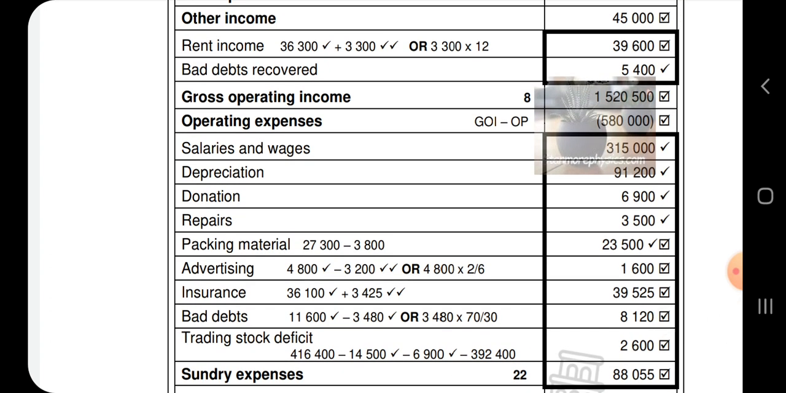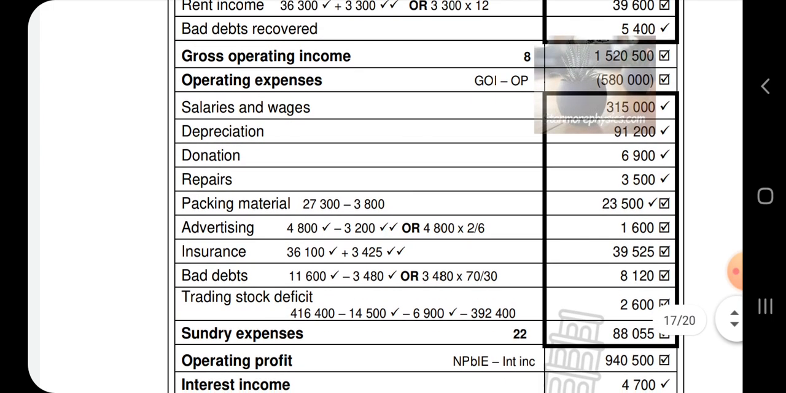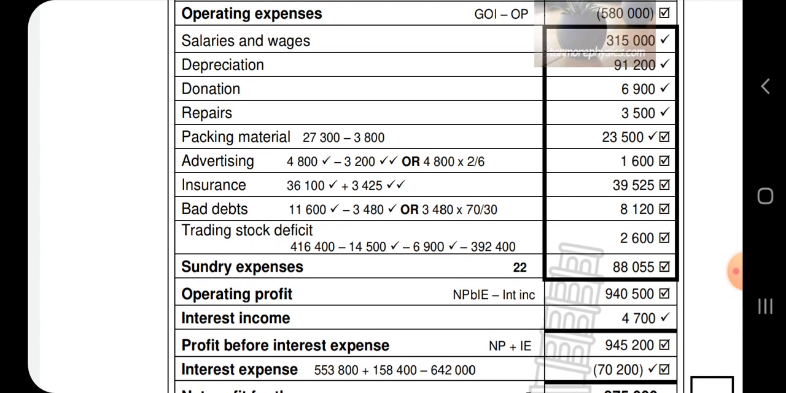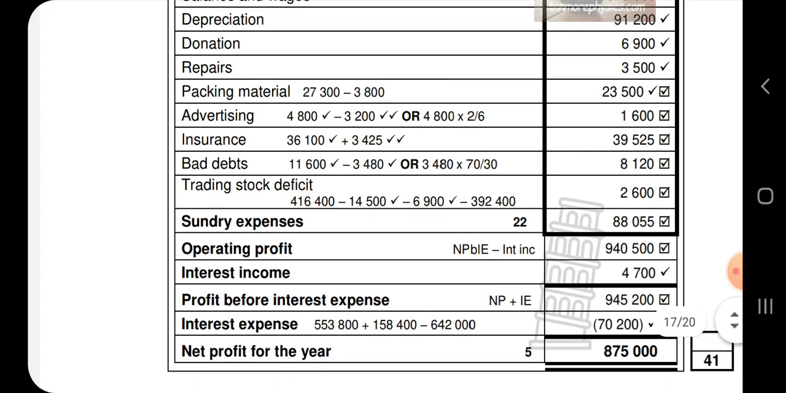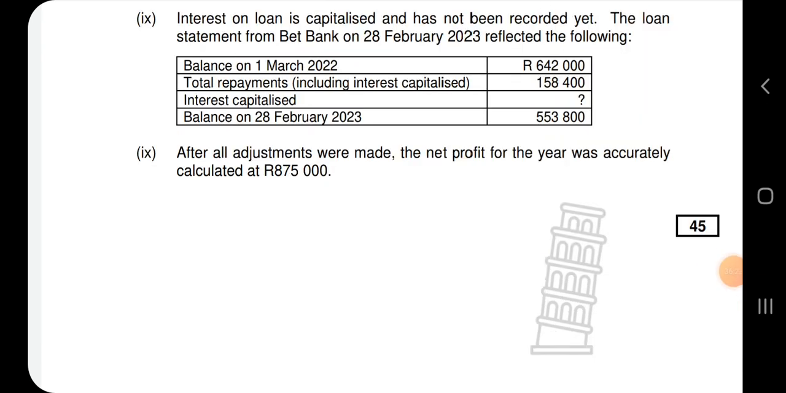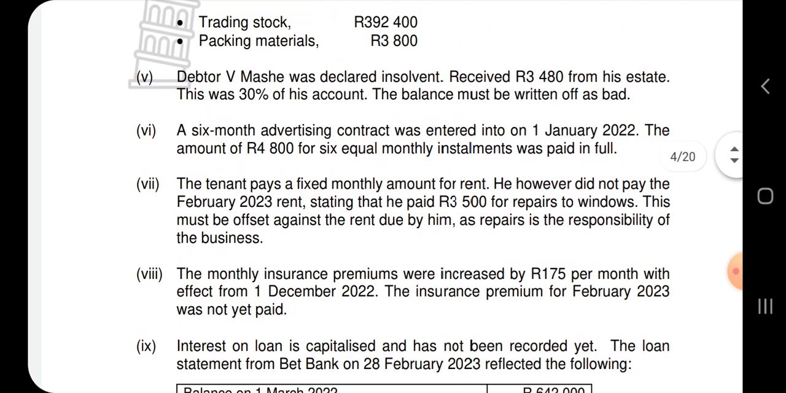So these are the things we've done so far. Rent income, we have written it. We've done packing material, we've done advertising, we've done insurance, we've done bad debts, we've done trading stock, and the interest expense. The last one says, after all the adjustments were made, the net profit for the year was accurately calculated as 875,000.